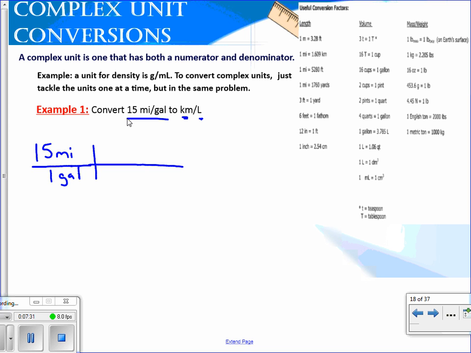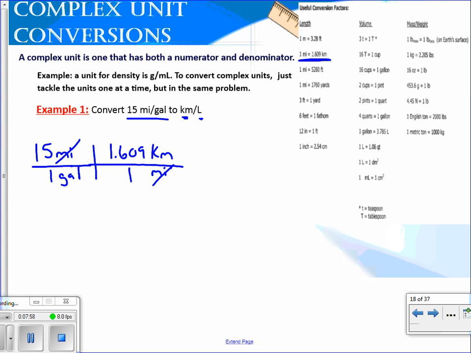So I want to get rid of miles. It's on top, so I'm going to put it on bottom. And we want to get to kilometers, so come over here and see if we find a relationship between miles and kilometers, and it's right there. That 1 mile equals 1.609 kilometers. Now when we cross that out, we end up with kilometers. If we stopped here, our answer would be kilometers per gallon, but we want it to be kilometers per liter.